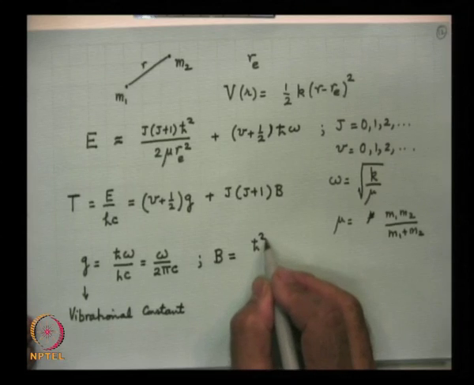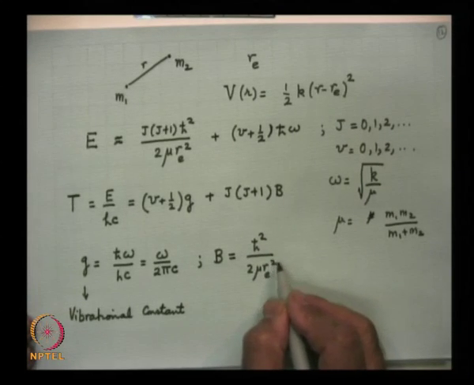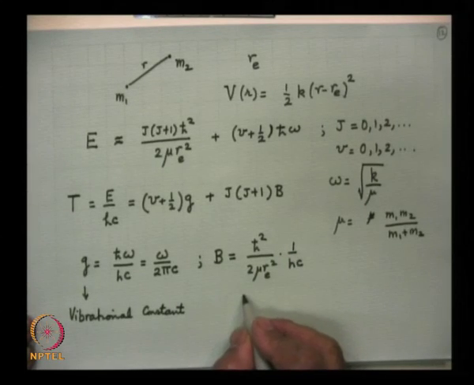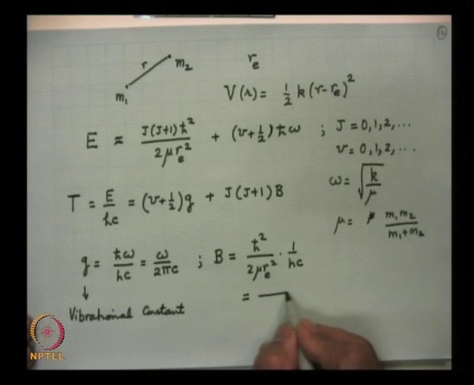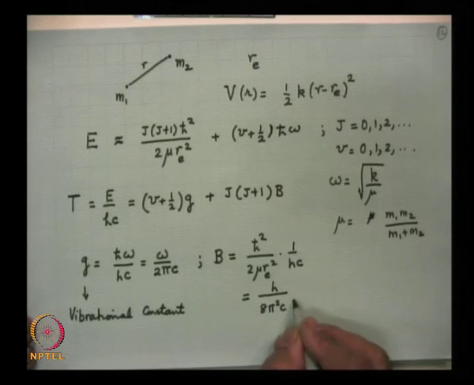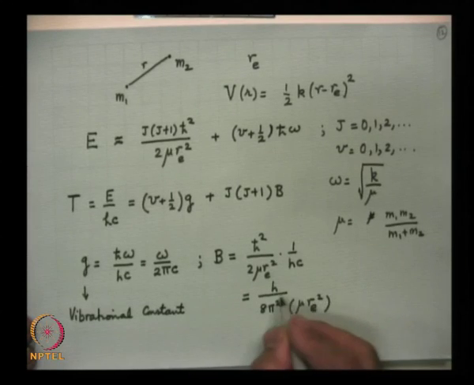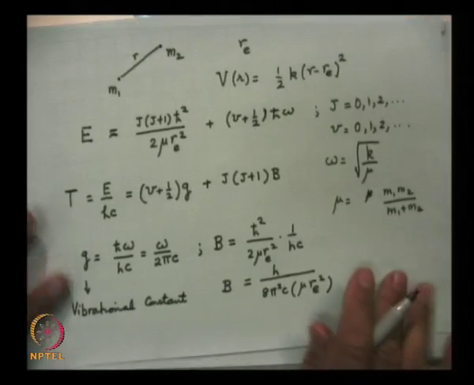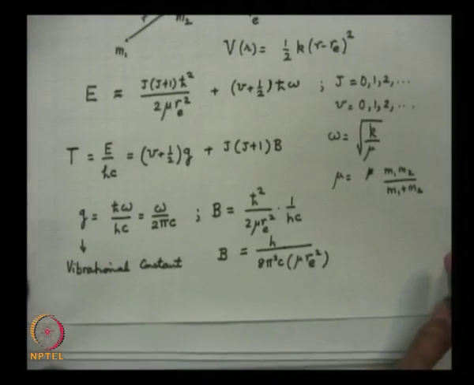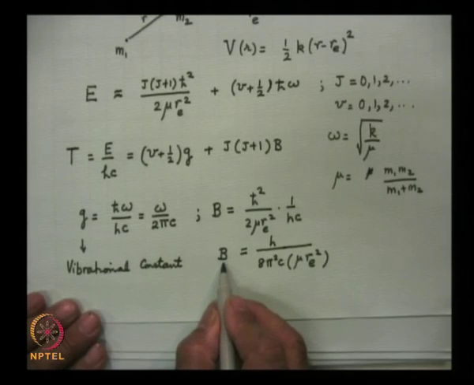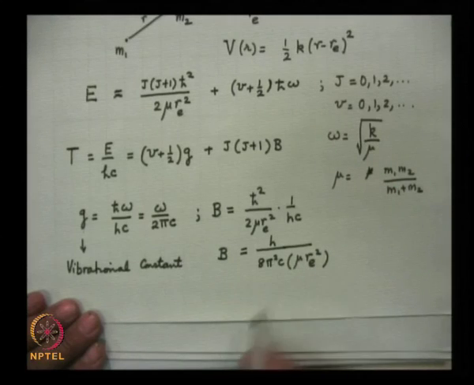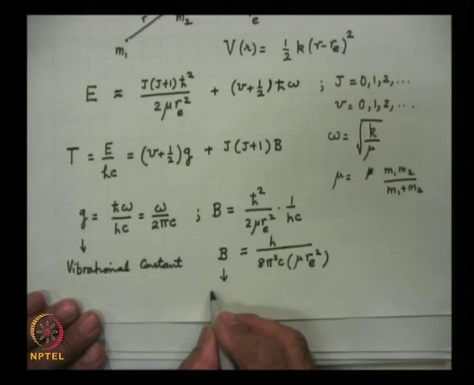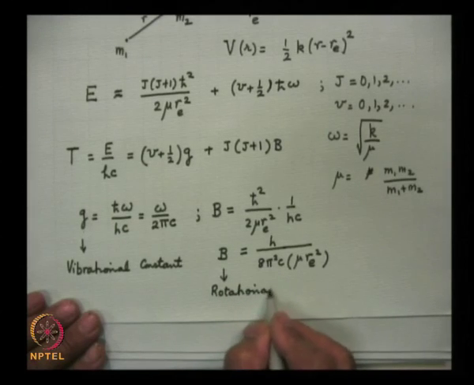h cross square by 2 mu Re square divided by h c. So, if you write this down, h cross is h over 2 pi, h cross square is h square by 4 pi square. So, there is a factor of 8, and one h cancels out. So, this will become B equals h divided by 8 pi square c into mu Re square. So, this is the rotational constant. From the spectroscopic data, we will try to find both the rotational constant and the vibrational constant, and from there we will estimate the values of omega, k and the interatomic distance. So, this quantity capital B is known as the rotational constant.